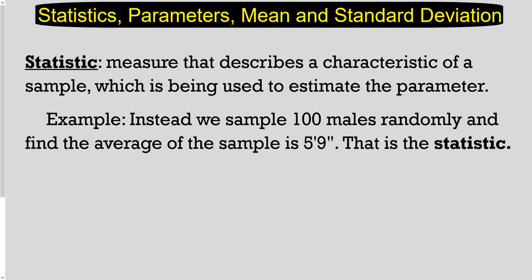Instead, we use a statistic, a measure that describes a characteristic of a sample, which is then used to estimate the parameter. So instead of measuring every single male in the United States, we're going to sample 100 males randomly. How we come to that sample could be any number of ways, but we've selected 100, and we find the average of that sample. Let's say that the average height of those 100 is 5'9". That would be the statistic. So the parameter would be the average height of all males, where there's no way to actually know that. So we create a sample, we find the average height of the sample, and that is the statistic.